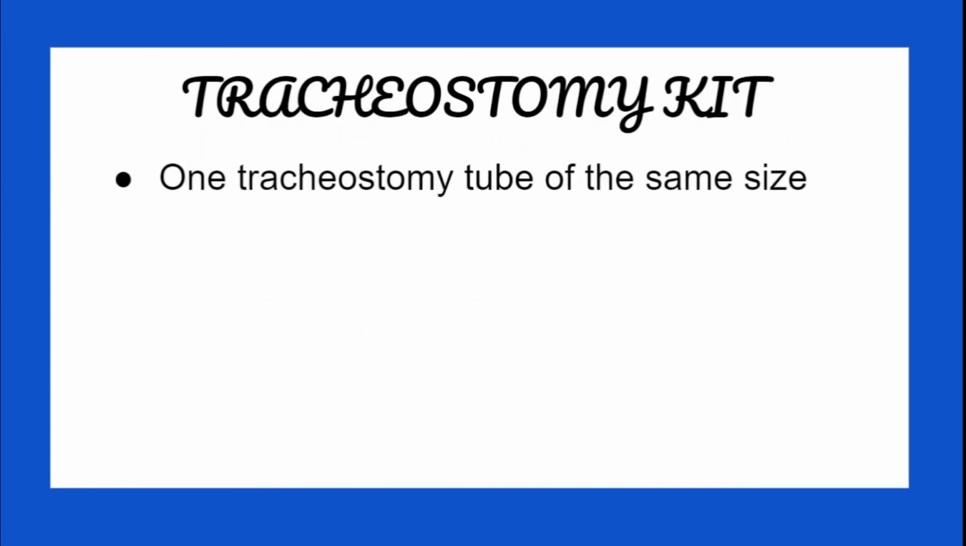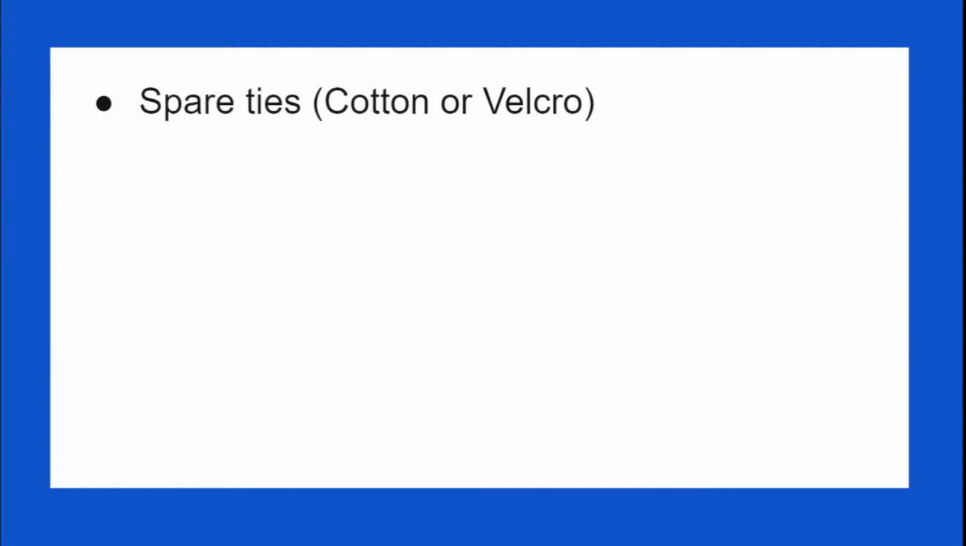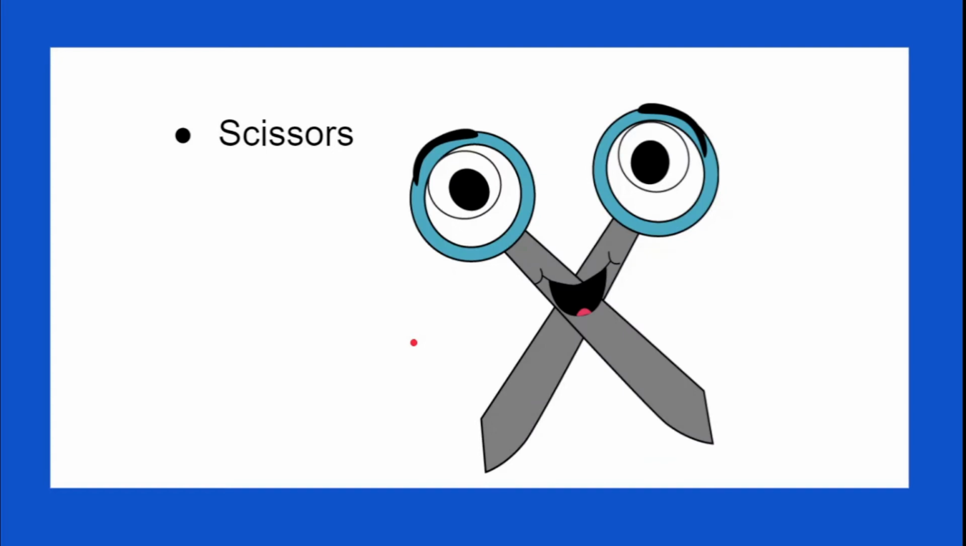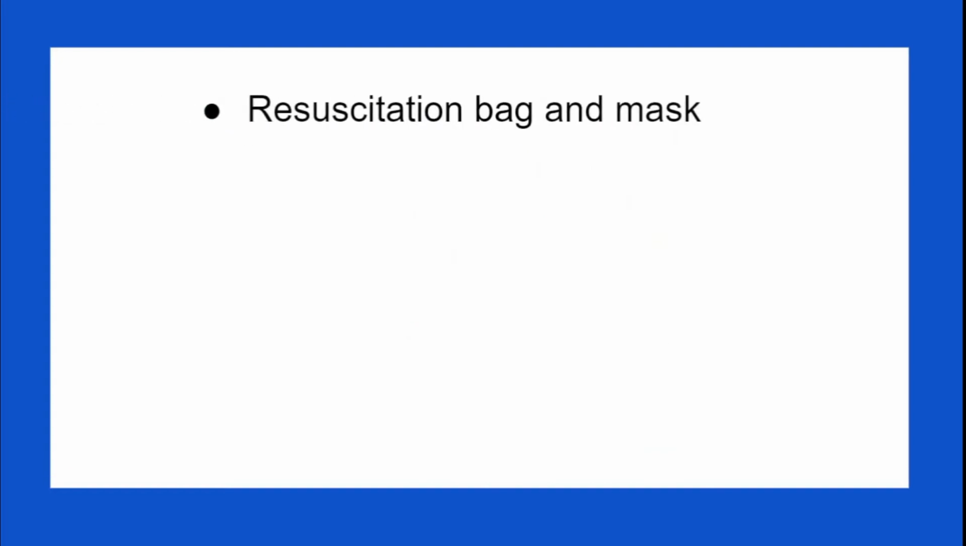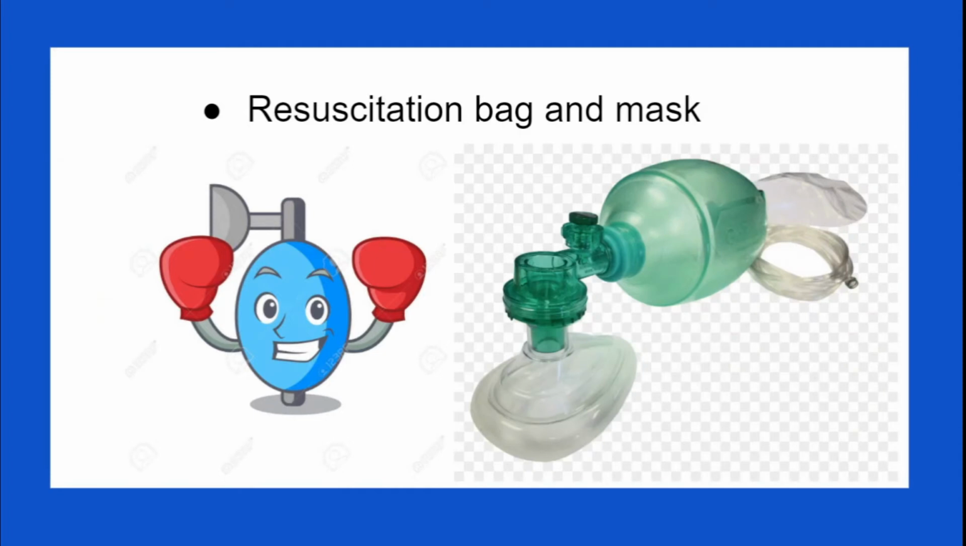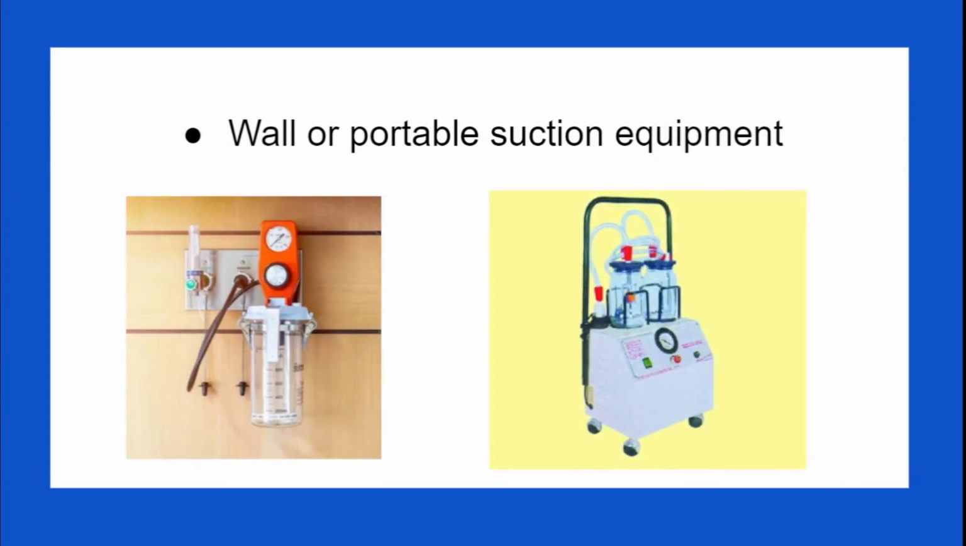So the tracheostomy kit consists of one tracheostomy tube of the same size, then spare ties, cotton or velcro. So this is the spare tie, then scissors. The next is resuscitation bag and mask, because you are dealing with the tube, so if there is any displacement you have to keep the emergency kit ready. Then wall or portable suction equipment, because if you deflate the cuff there will be lots and lots of secretion, so to suction that there should be a suction machine.